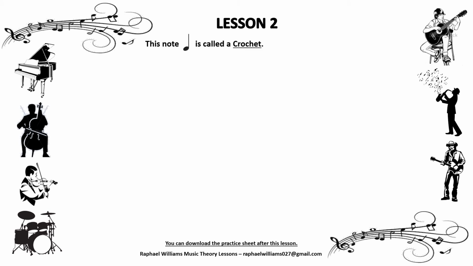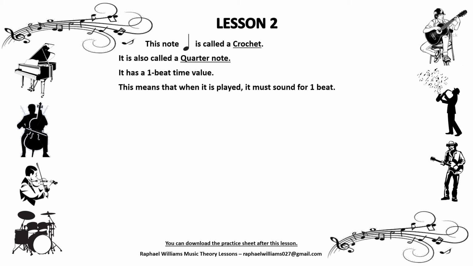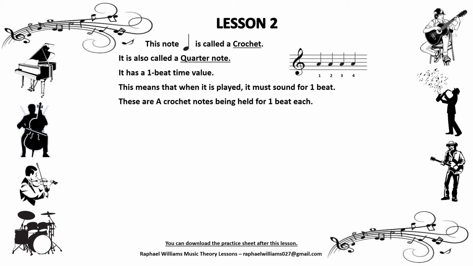This note is called a crotchet. It is also called a quarter note. It has a 1-beat time value. This means that when it is played, it must sound for 1 beat. These are A crotchet notes being held for 1 beat each. 1, 2, 3, 4.